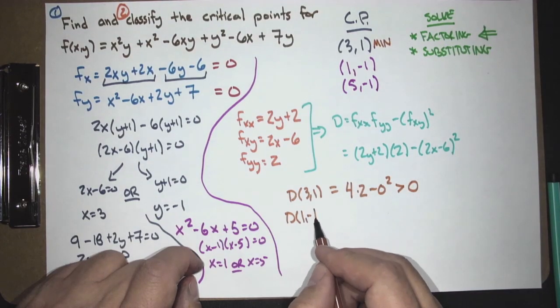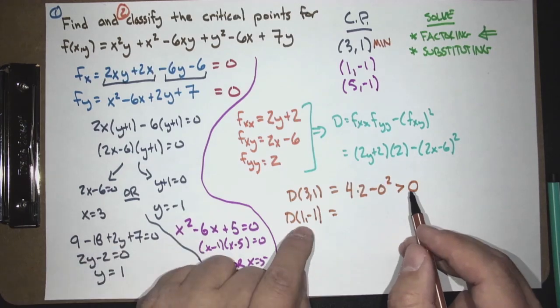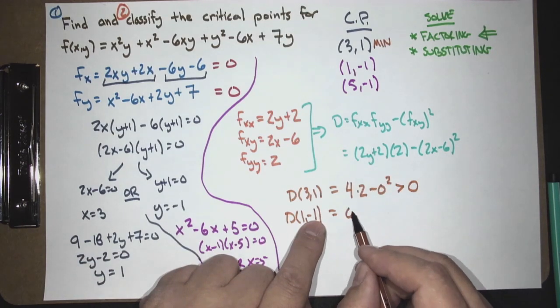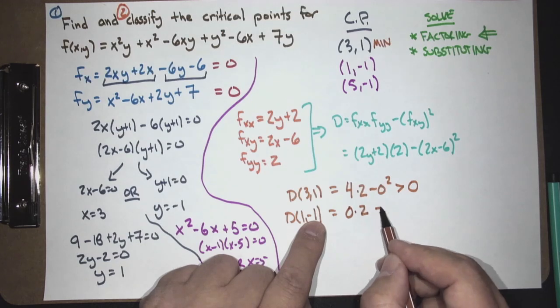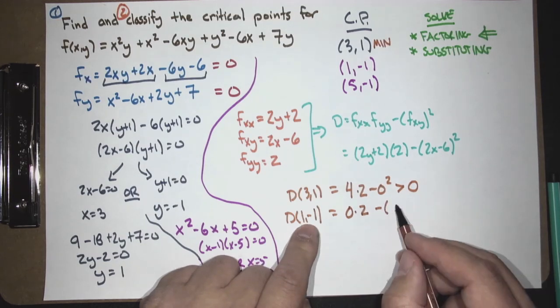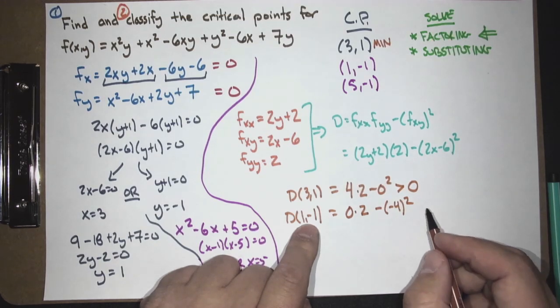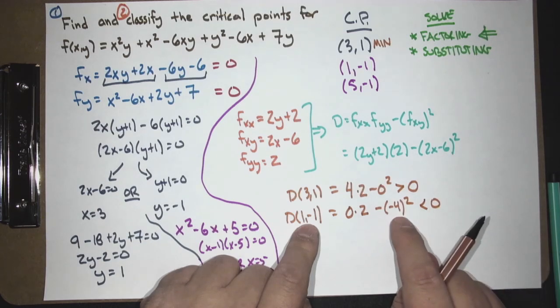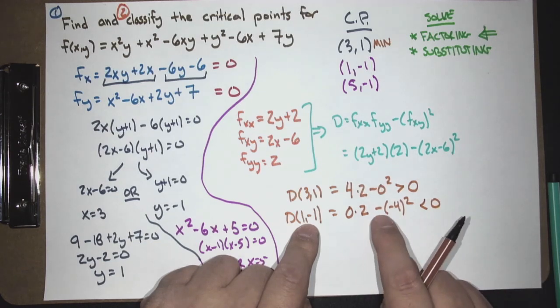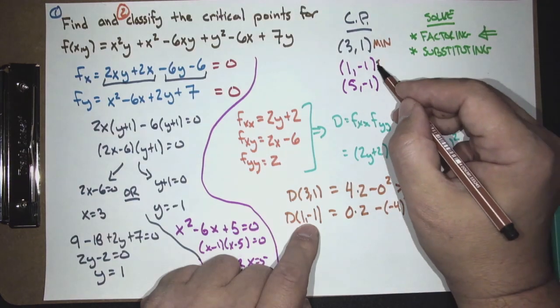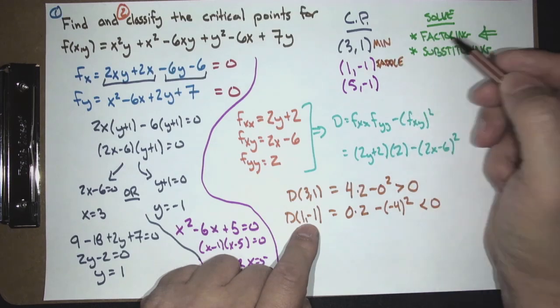Okay, plug in 1, negative 1. All right, we get minus 2 plus 2, 0, times 2, minus 2 minus 6 is negative 4 squared. Is this positive or negative? Negative, right? This negative 4 squared is going to become 16, so it's really 0 minus 16. Be careful about where that negative goes. So what does that tell us about 1, negative 1? Saddle. Negative here tells us saddle.